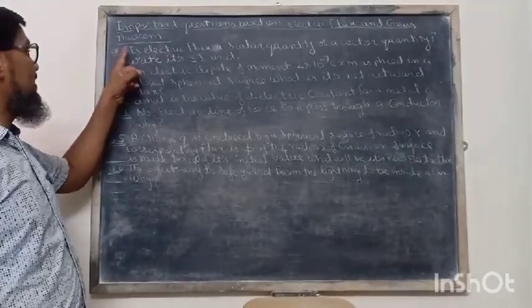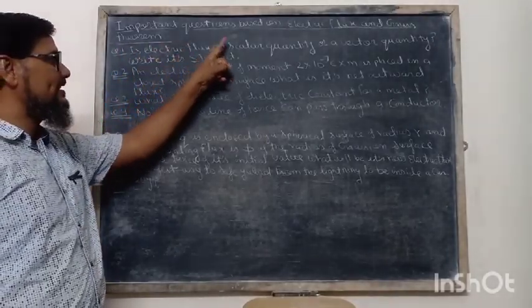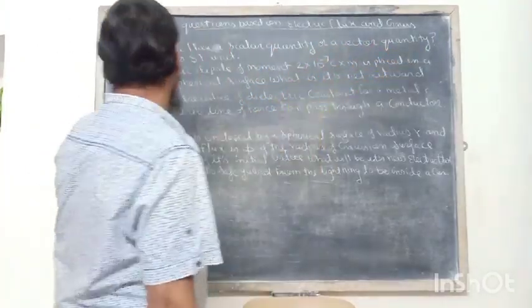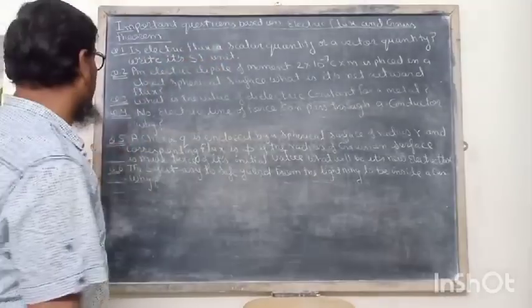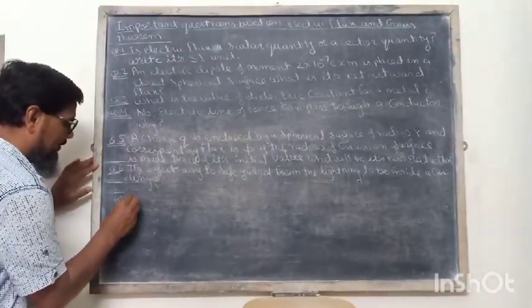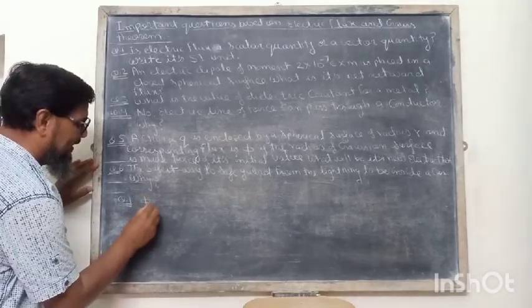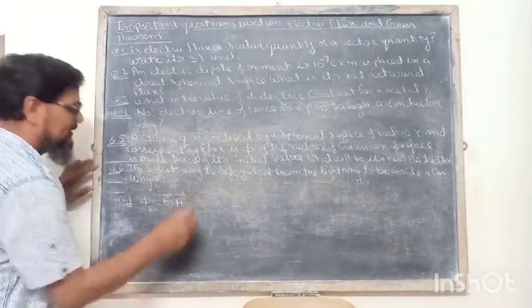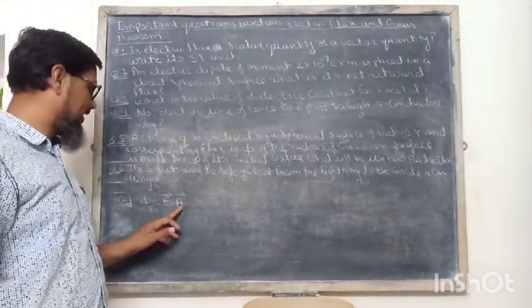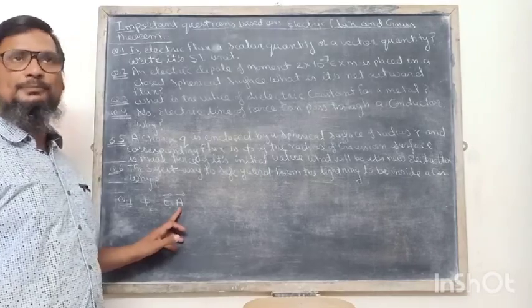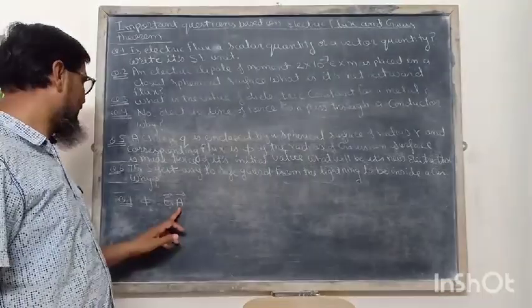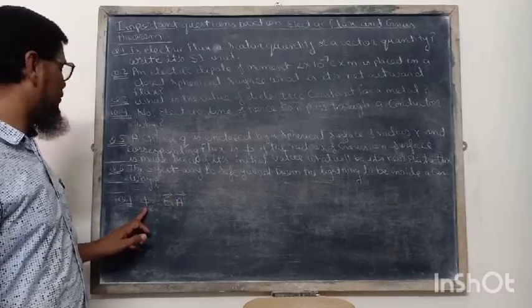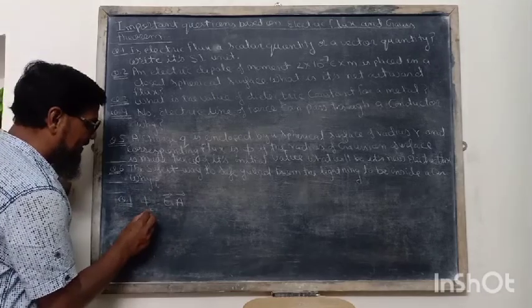The first question is: is electric flux a scalar quantity or a vector quantity? Write its SI unit. The answer to question number 1: we know that phi E is equal to E dot A. Electric field intensity is a vector quantity and area is also a vector quantity, and the dot product of two vector quantities gives a scalar quantity. So electric flux is a scalar quantity.